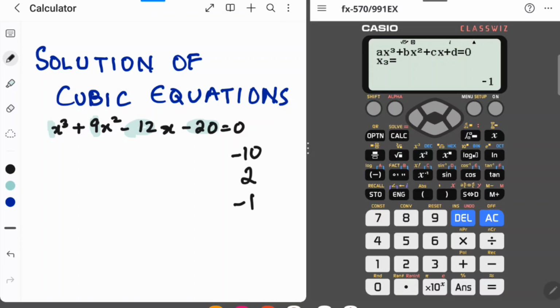If you substitute these values one by one, it will give you 0 in place of x. If a constant is missing, write down 0 for that. If x square is missing, then for the coefficient of x square you put 0. Okay, so that was the solution of cubic equations.